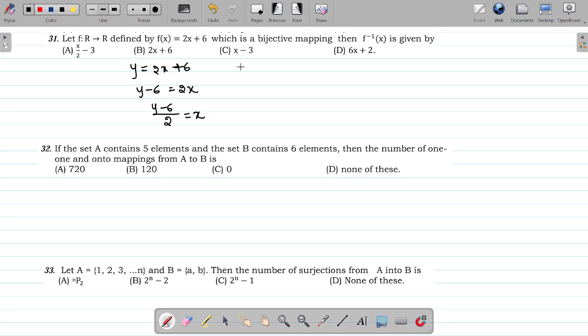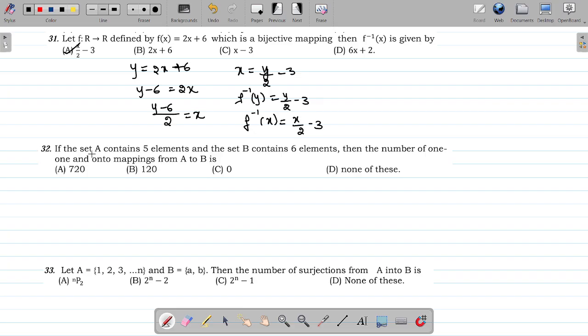This can also be written as x equal to y by 2 minus 6 by 2, which is 3. What is this? This is nothing but f inverse of y. f inverse of y is y by 2 minus 3. But what we need is f inverse of x. Just replace y with x in the above equation, that is x divided by 2 minus 3. So option A is the correct answer.